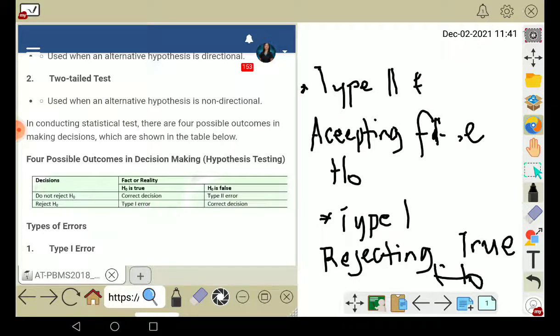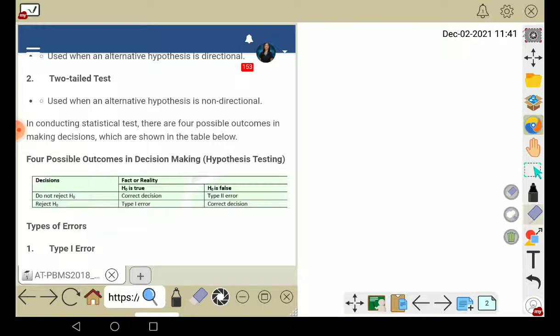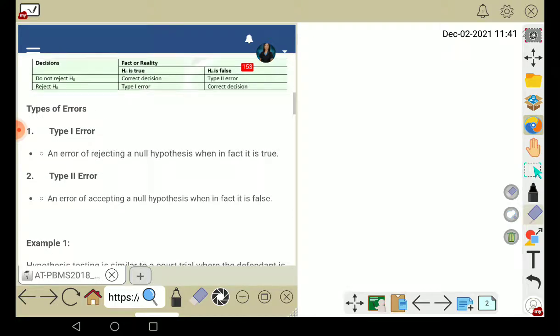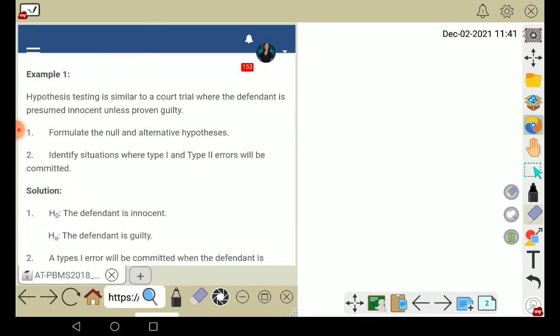We will have some example statements which show how we can either accept or reject the null hypothesis. The first one: hypothesis testing is similar to a court trial, where the defendant is presumed innocent unless proven guilty. In the process of hypothesis testing, one, we formulate the null and alternative hypothesis.